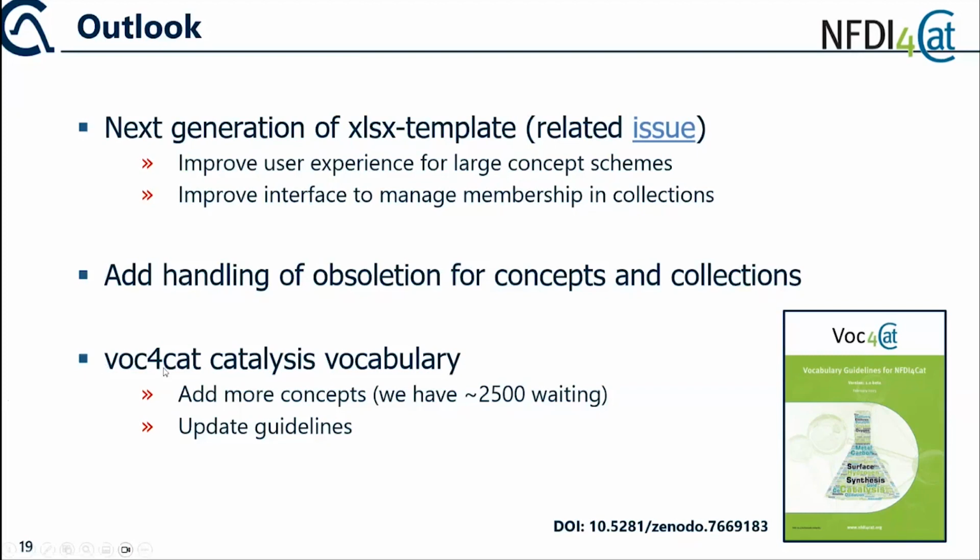Okay, and for the vocabulary in catalysis, we have about 2,500 concepts waiting that we need to clean up further before we merge them into the GitHub Voc4CUT repository. Another thing is we need to update our guidelines, which is a more domain-expert-targeted document on how to work with this.